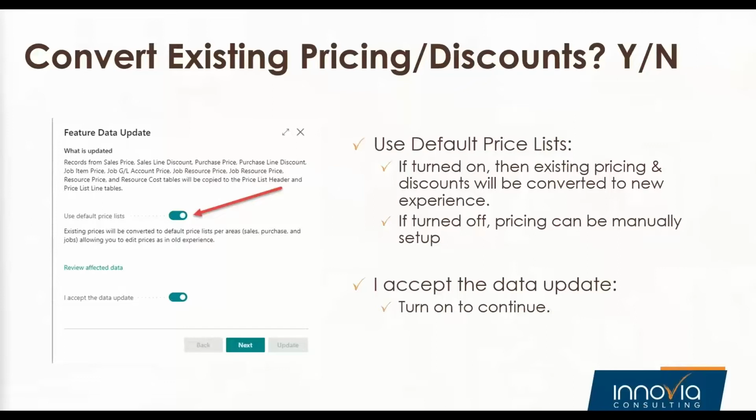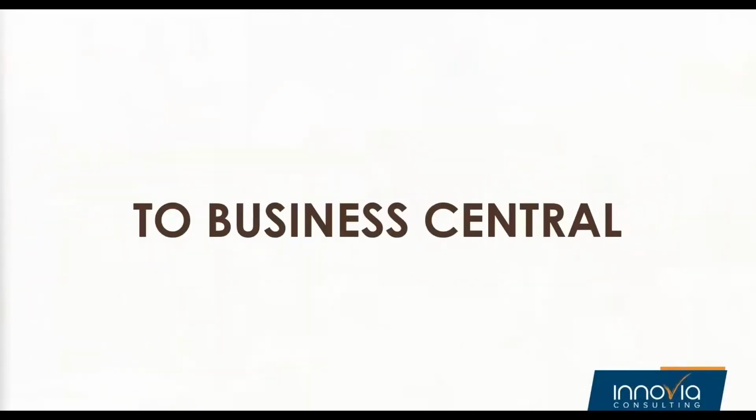Whether you have that on or off, you have to accept the data update and click Next. And that will turn on the new sales price lists. From that point forward, all of your documents will be using the new price list and not the existing sales price and sales line discount pages. All right, let's go into Business Central and look at the setups and review that sales price list structure.